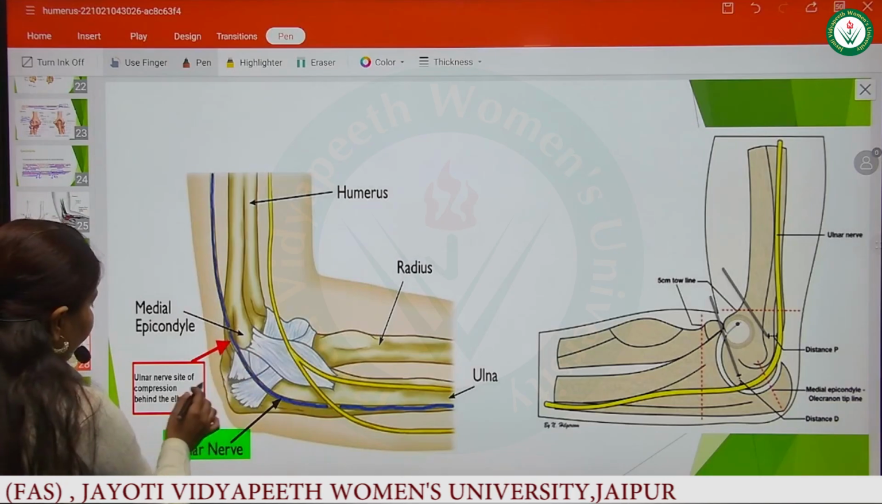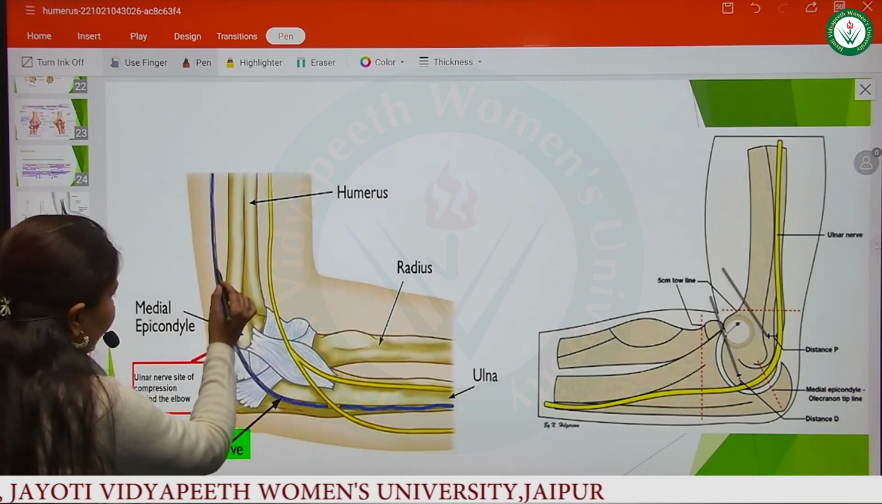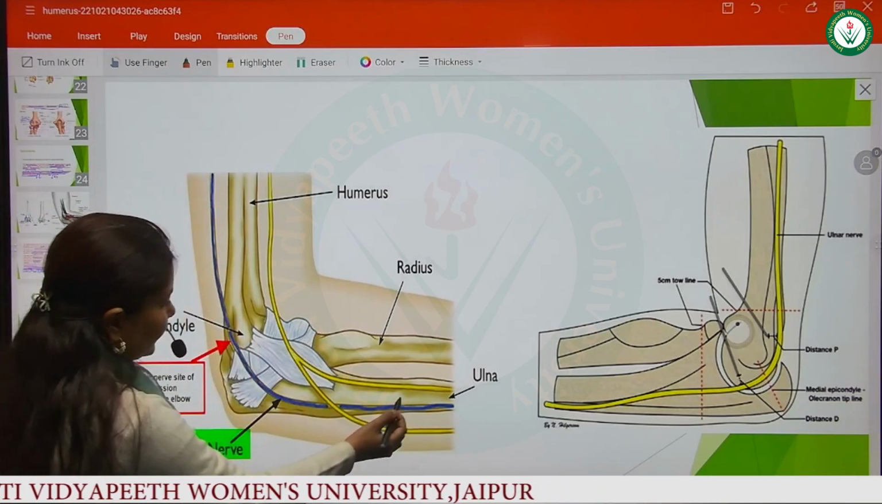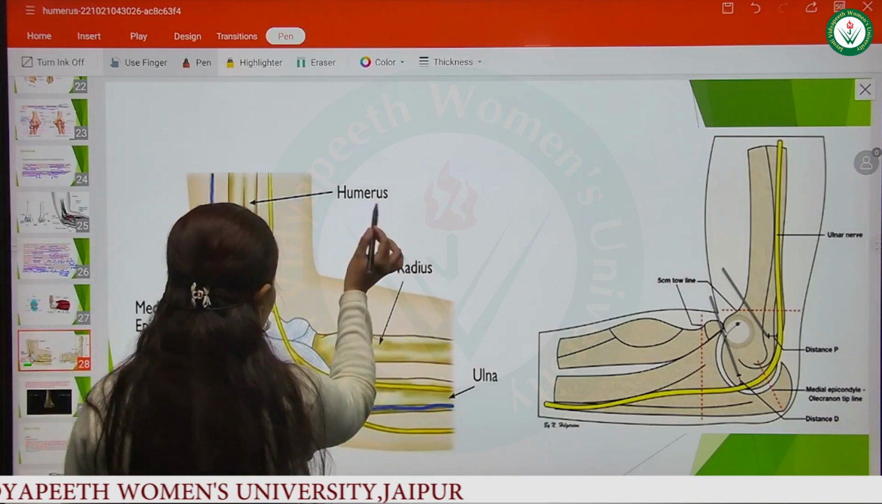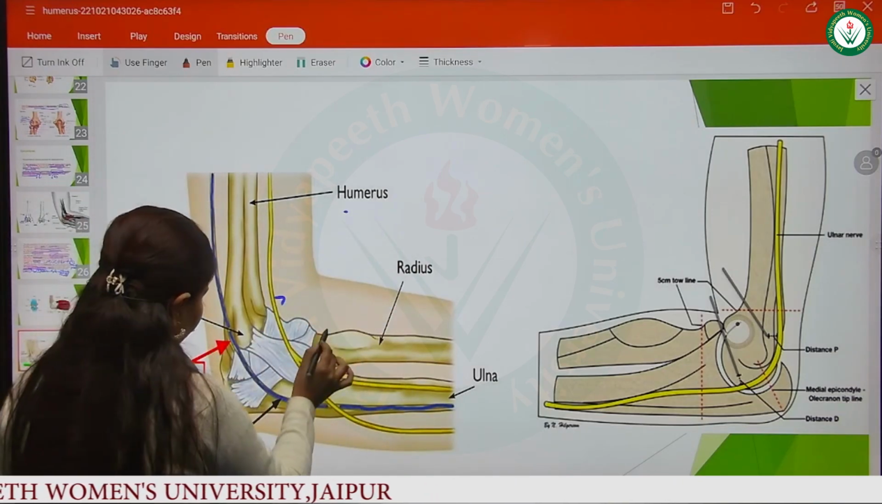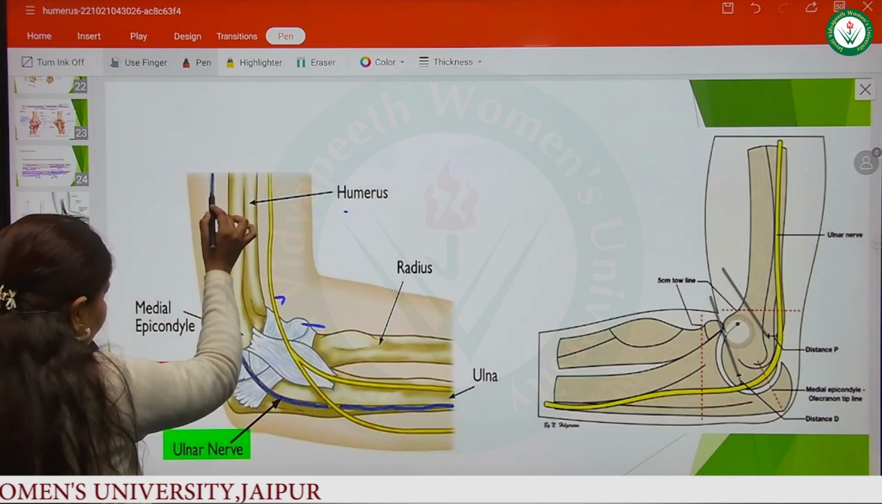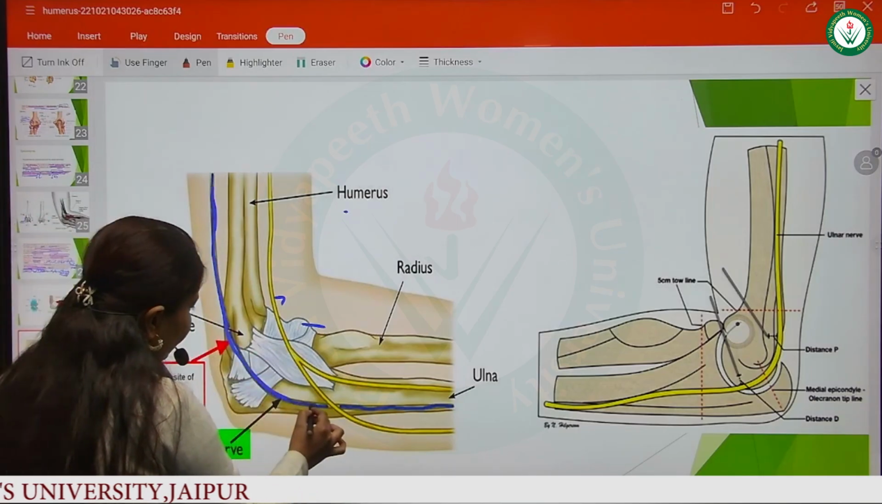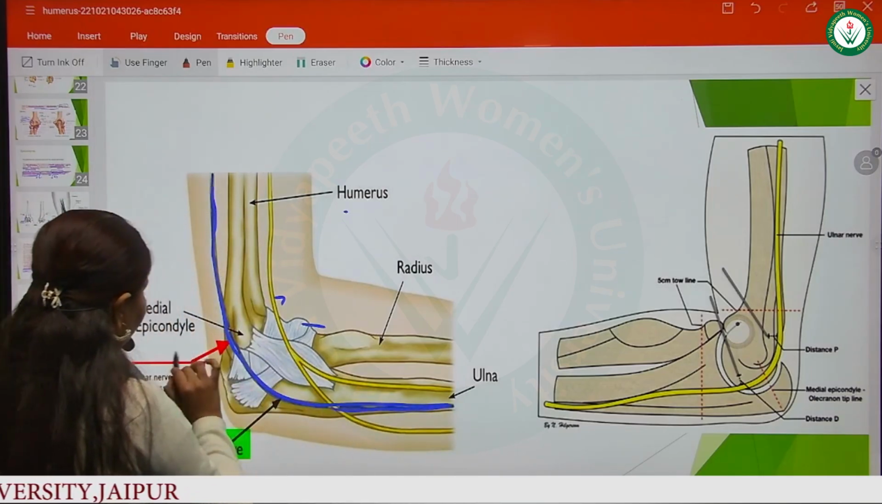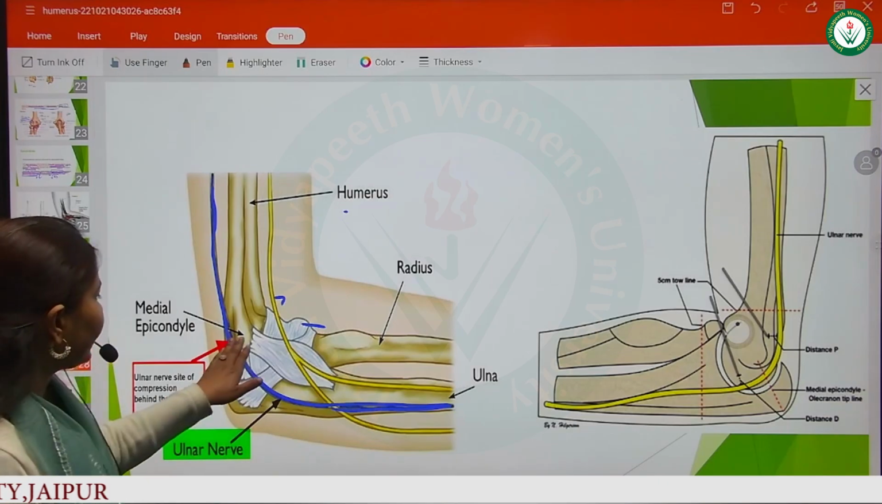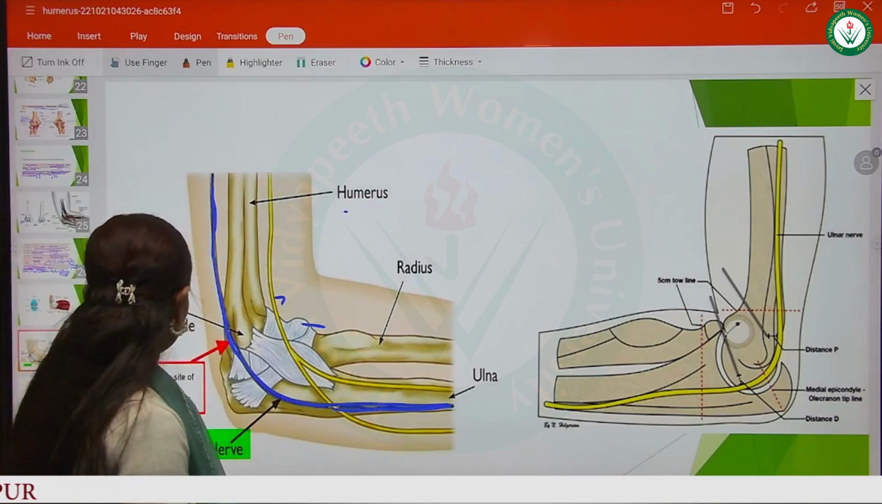This is the ulnar nerve site of compression behind the elbow. Ulna, radius bone and humerus bone. This is the elbow joint. So the ulnar nerve passes from the back side of the elbow, behind the medial epicondyle of the humerus.